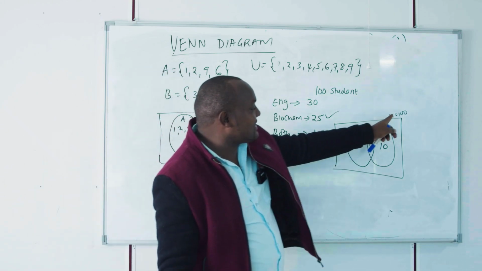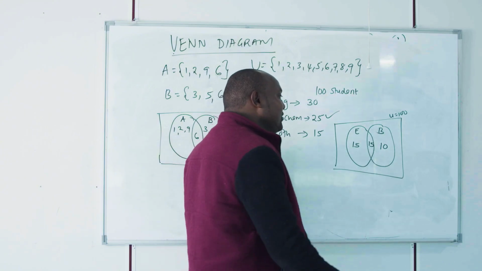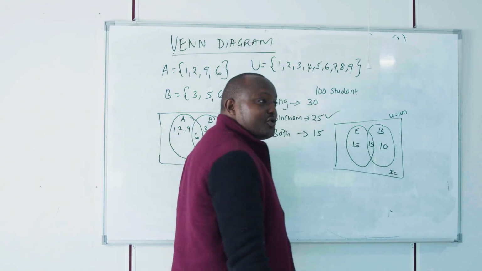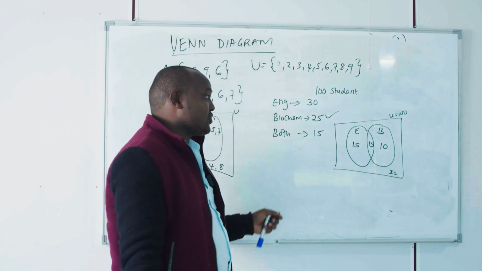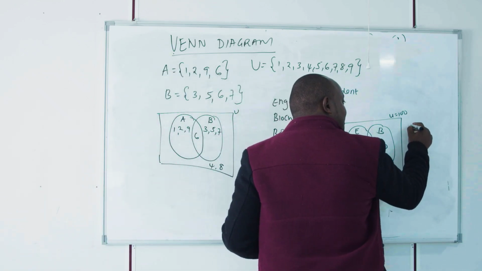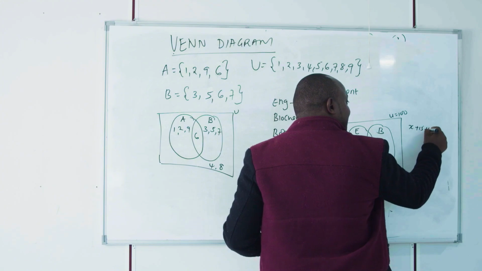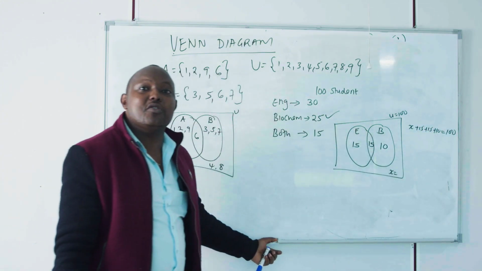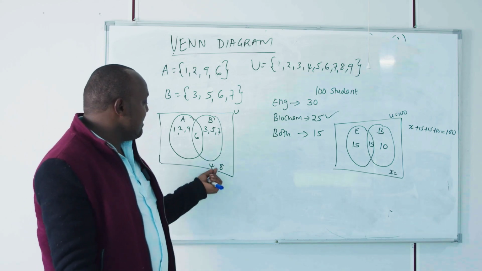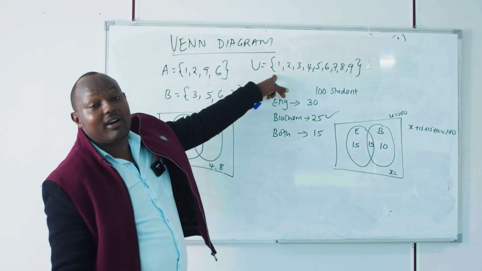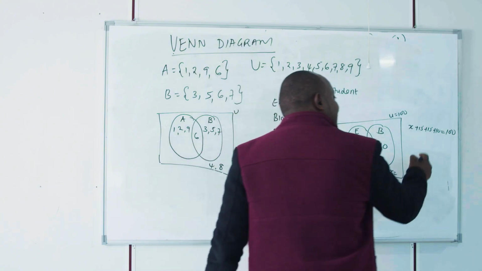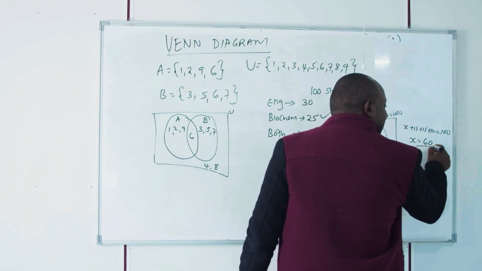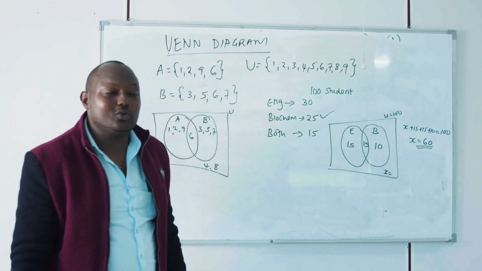So remember, our set under consideration is 100. So here we don't know how many students chose none of the two programs. So in this case, my x, we know x plus 15 plus 15 plus 10 should give you the total, our universal set under consideration. Remember, 4 and 8 was the one that was adding up to our universal set. So in that case, you realize that your x is equal to what? Is it 60? Your x will be equal to 60.